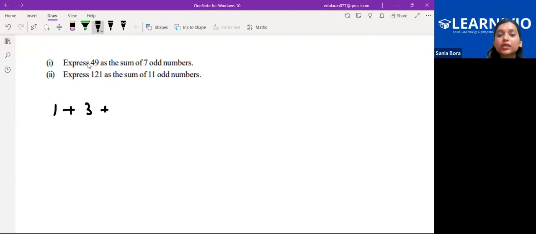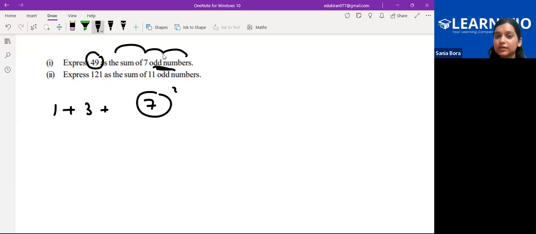So see, 49. Whenever they ask you odd numbers, right? So 49 is a square of? Tell me, 49 is a square of? 7. Right? So express 49 as a sum of 7 odd numbers. So 7 numbers you have to write. Clear? How would you write it?